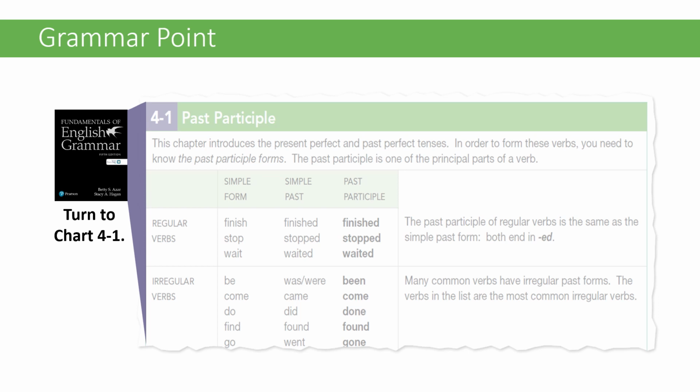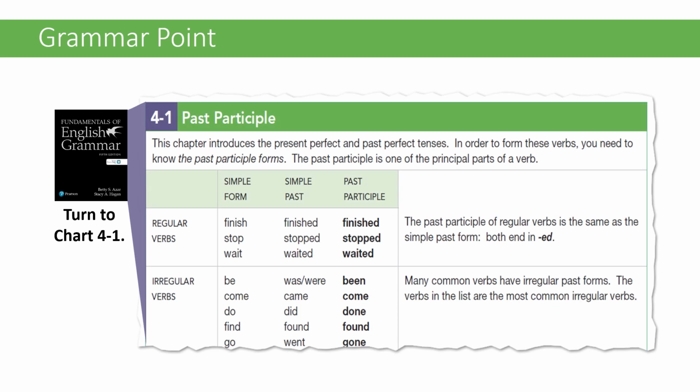So let's start talking first about chart 4-1. First, you need to know the past participle. Regular verbs have the same simple past and past participle forms, but irregular verbs can have different simple past and past participle forms. Here are some examples.